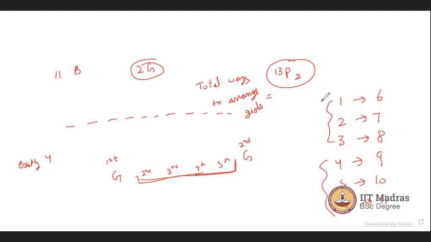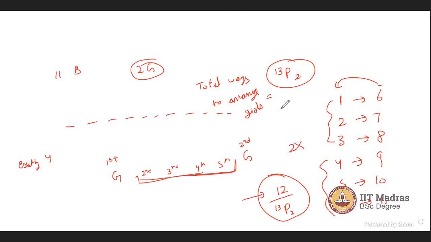Also, it is possible that the girls can be arranged the other way: the girl placed at the 6th place is now placed at the first place. So the number of cases doubles. So it's 12 by 13P2. This is my favorable cases, 12. Is it clear?